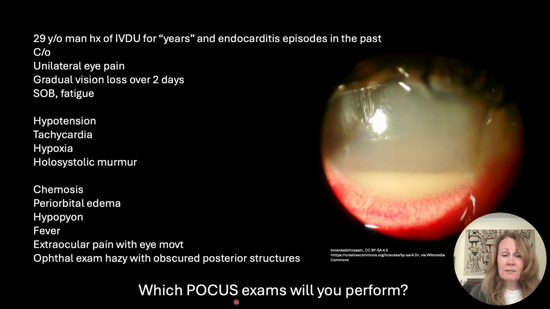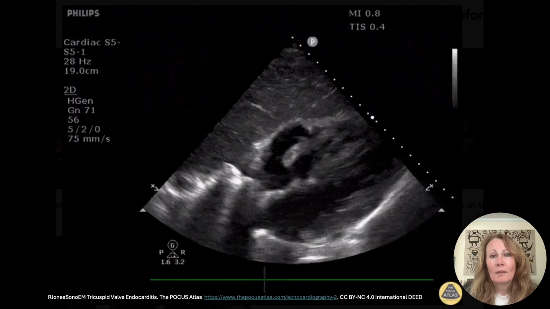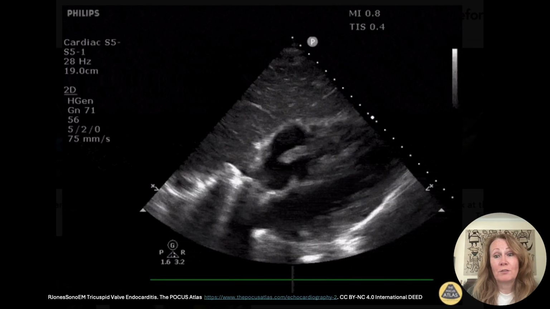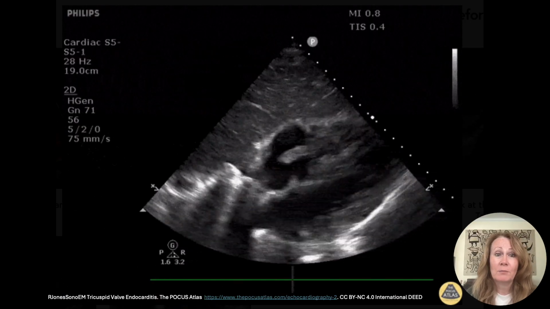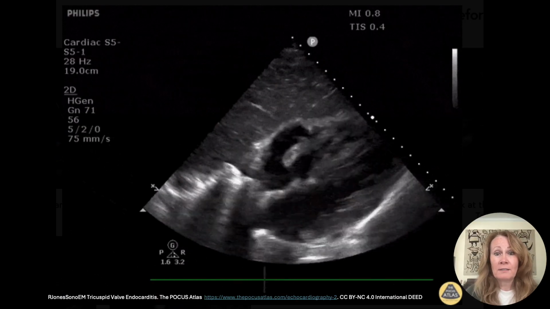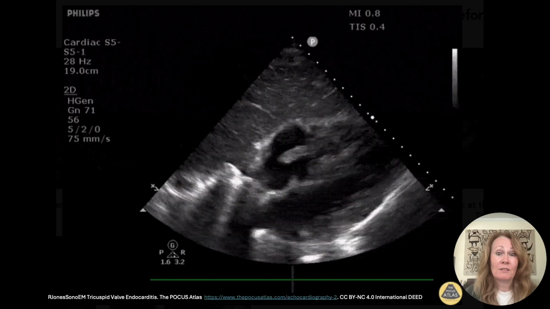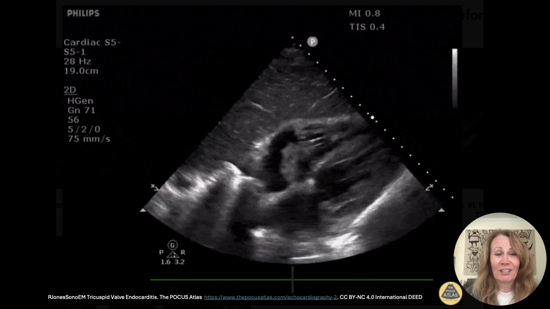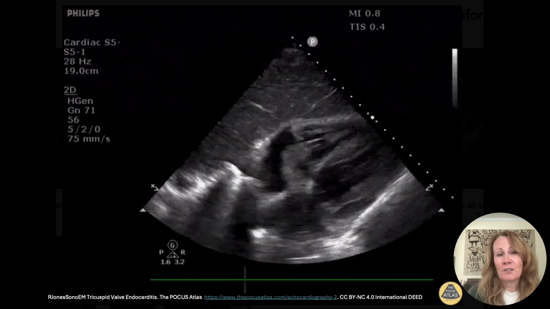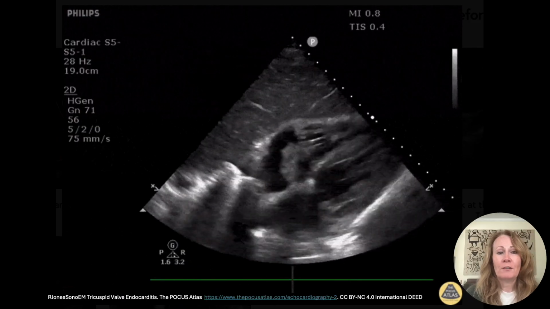So what POCUS exams would you perform on this patient to come up with a differential diagnosis or narrow your differential diagnosis? At a minimum, you would do a cardiac POCUS exam and you would do an eye POCUS exam. So let's start with the cardiac exam first, because your patient is, as you've identified, hopefully, in shock. So here is our subxiphoid view of the heart.